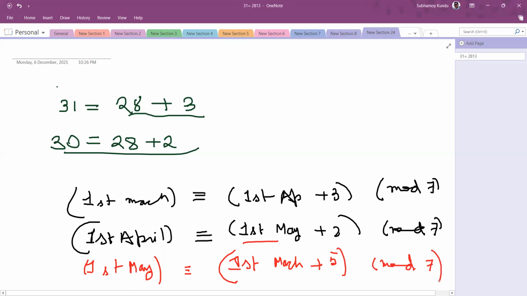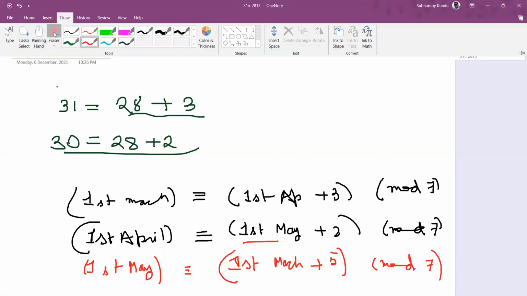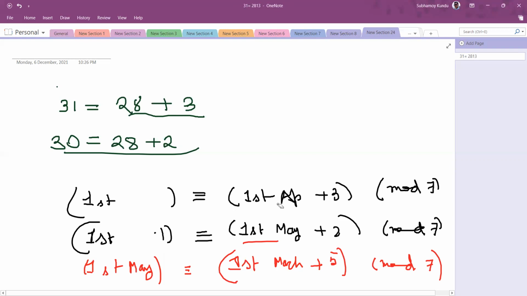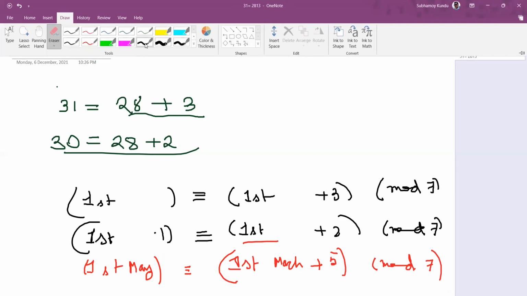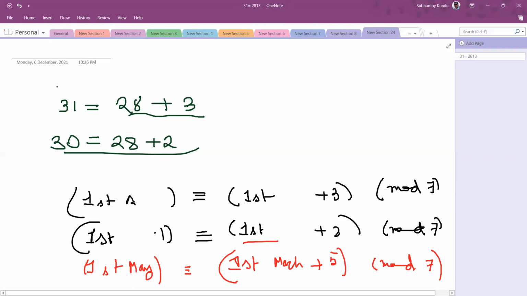Right. So sorry, I made a little mistake. Let me erase it this way. This will not be the case. It is 1st of April, that is 1st of March plus 3, 28 plus 3. Yes. And now 1st of May will be 1st of April plus 2. That's why first of May is nothing but 1st of March plus 5.